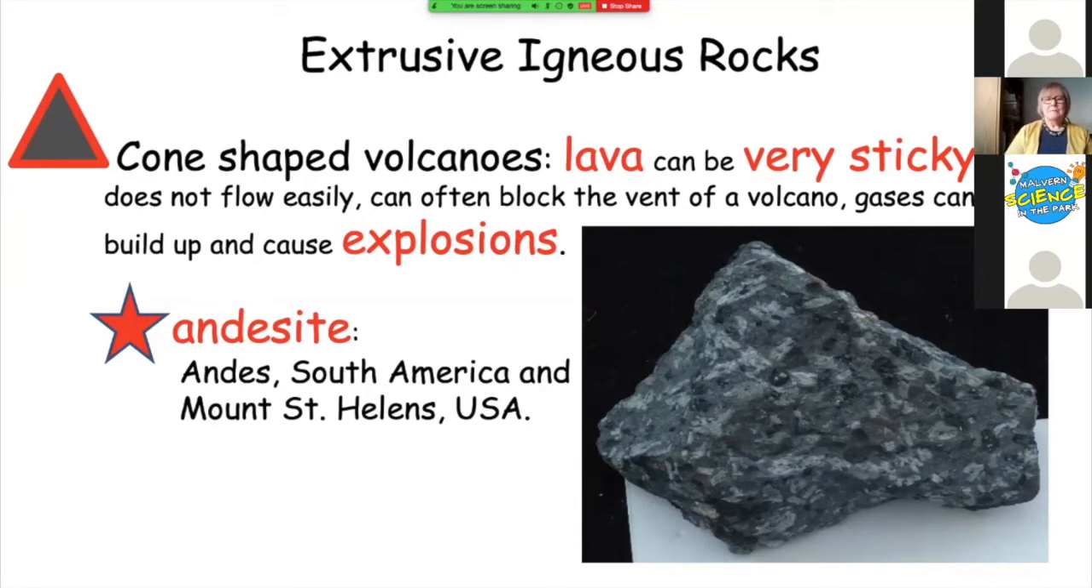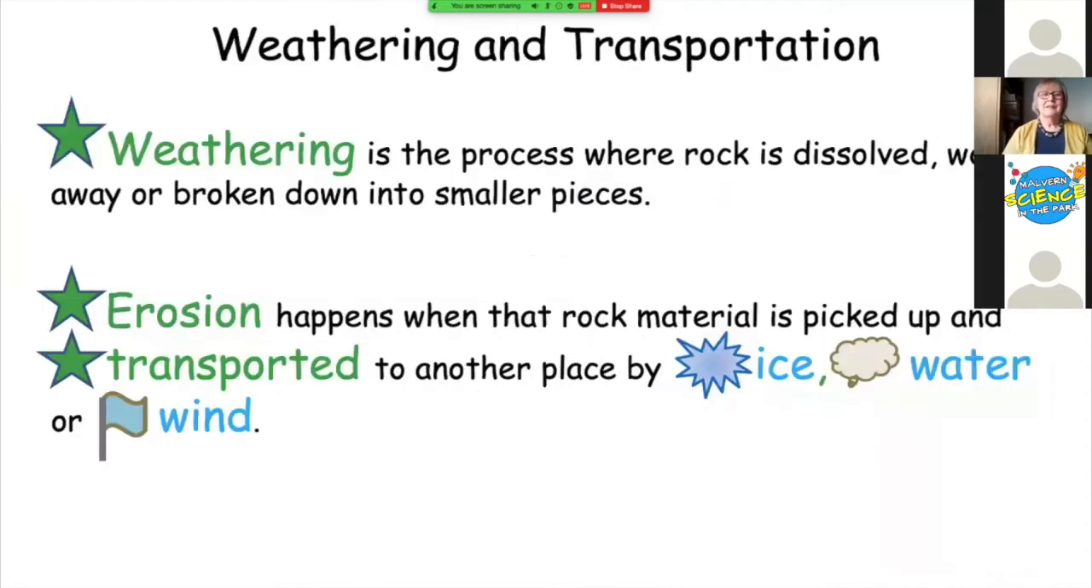And of course, Mount St. Helens in North America, which erupted, I think it was 1983. And there is very good coverage if you want to go on the internet and have a look at a big eruption taking place. Okay, so we have these rocks on the surface of the Earth.